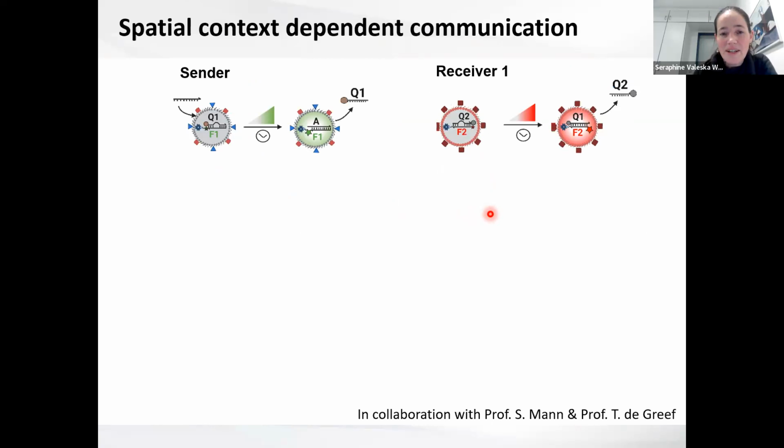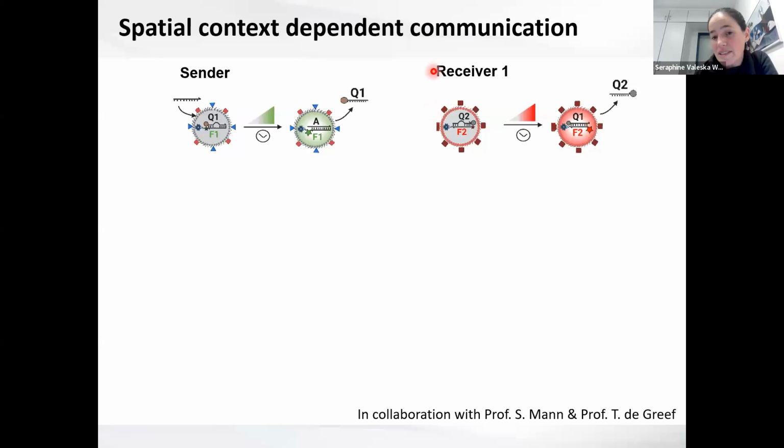So I mentioned that these are proteinosomes and they are membrane permeable. And here we teamed up with the group of Steve Mann and Tom de Greef, and they had developed this DNA-based communication between proteinosomes. So what happens here is that we have a sender proteinosome, and when you add a displacement strand, it leads to the release of a signaling strand, and at the same time you can follow this as an increase in green fluorescence from the sender population.